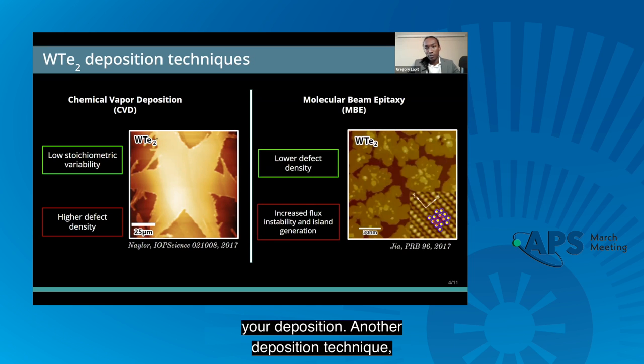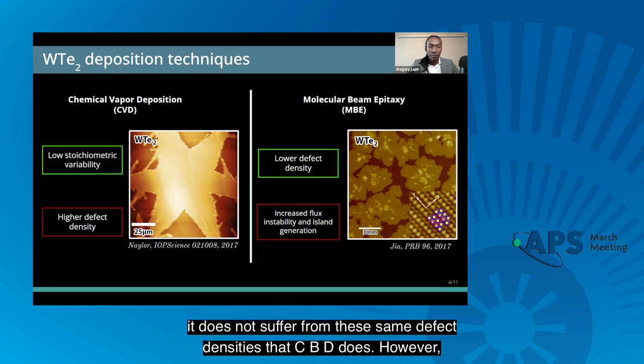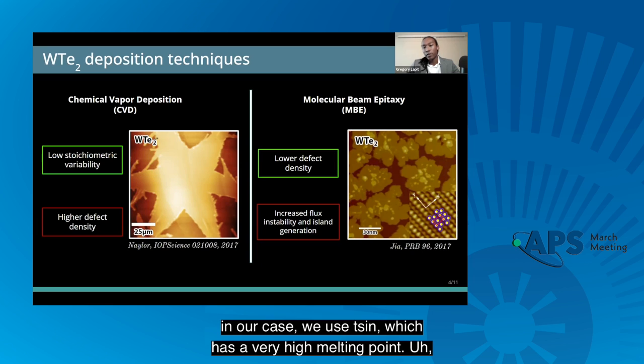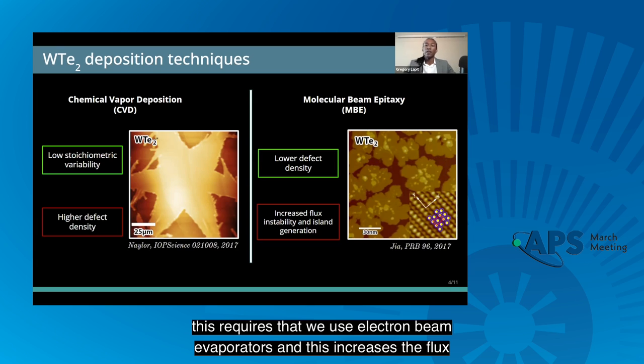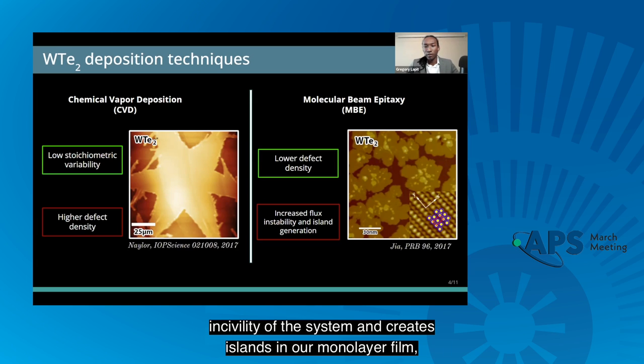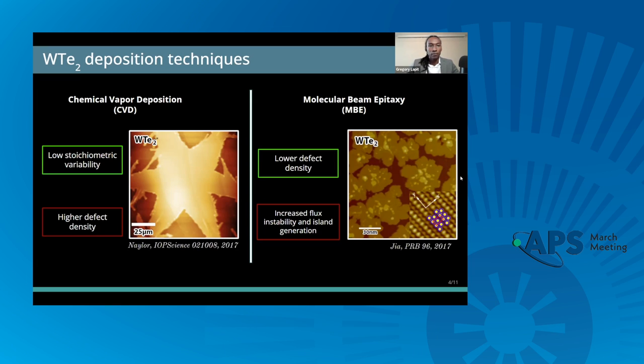The other deposition technique which we employ is molecular beam epitaxy, or MBE. MBE is employed in an ultra-high vacuum environment, therefore it does not suffer from these same defect densities that CVD does. However, in our case, we use tungsten, which has a very high melting point. This requires that we use electron beam evaporators, and this increases the flux instability of the system and creates islands in our monolayer film, which is not ideal. So how do we solve this?